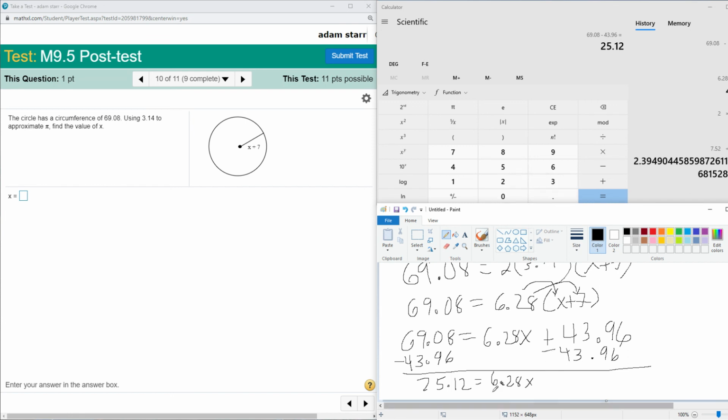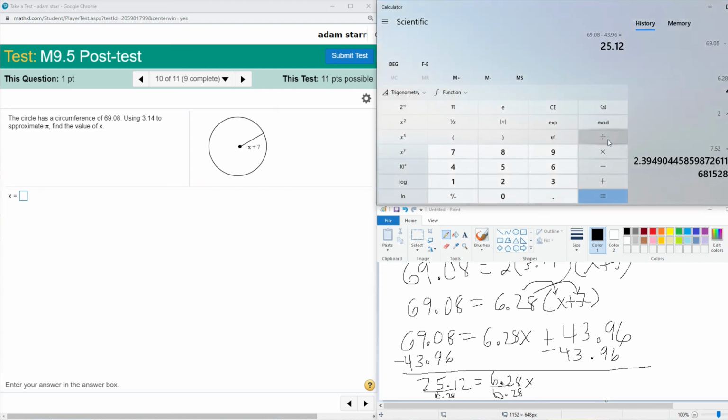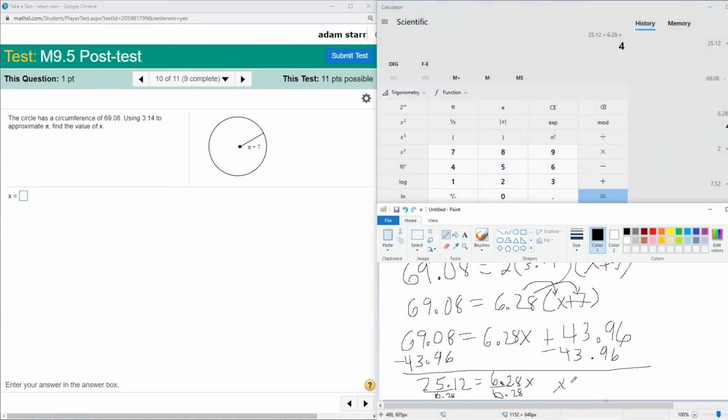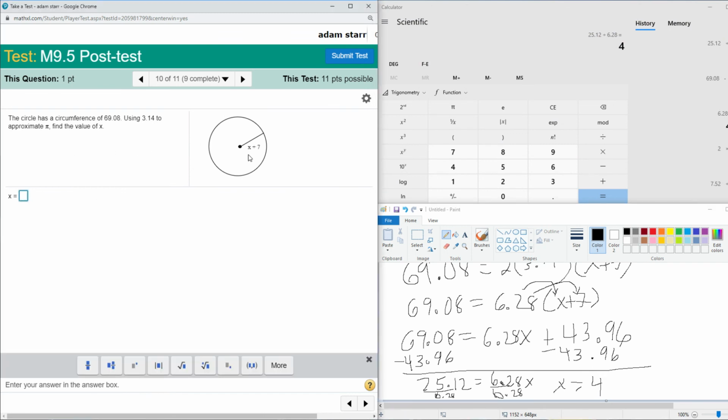Okay, and now I need to solve for x. So to be able to solve for x now, we're going to divide both sides by 6.28. So I have 25.12 divided by 6.28, and that is 4. So x here will be 4.